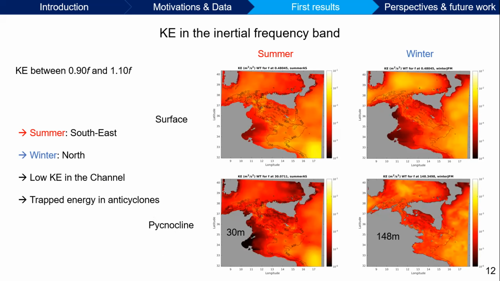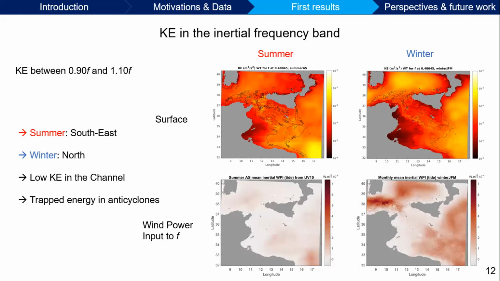If we now look at the spatial distribution of those three frequencies, here we are looking at the kinetic energy of the inertial frequency bands. What we can see is that in the southeast of the domain, we have lots of energy in summer, and in winter, the energy is distributed more in the north of the domain, the northeast, and a bit in the southeast also. The results are similar for the no tide simulation, so I only present here the with tide simulation. This distribution is in good agreement with the wind power input to inertial motion that we computed, and that I show here.